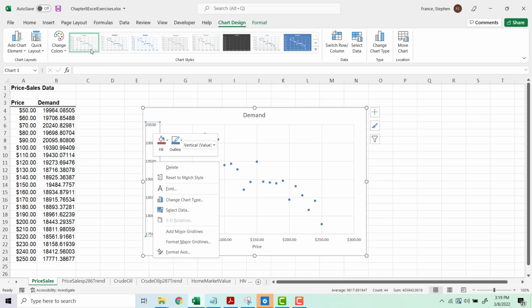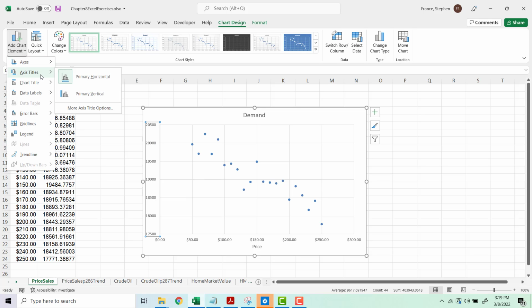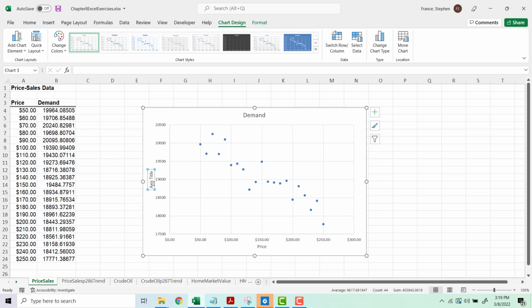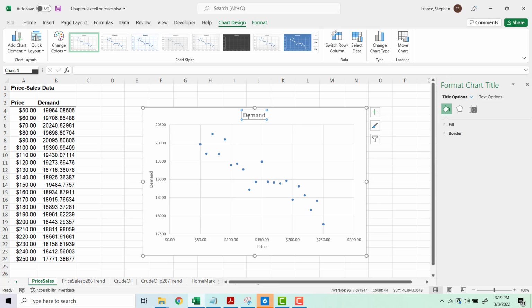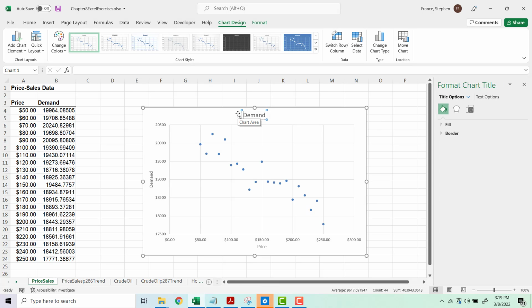And we're going to do exactly the same. Let's just actually go up here. Axis titles, primary vertical. And we're going to go demand. And we're going to call this, I think the actual data says demand. The book calls it price sales. We'll just call it price demand. And you can see there's a relationship here, but it's not a perfect relationship.